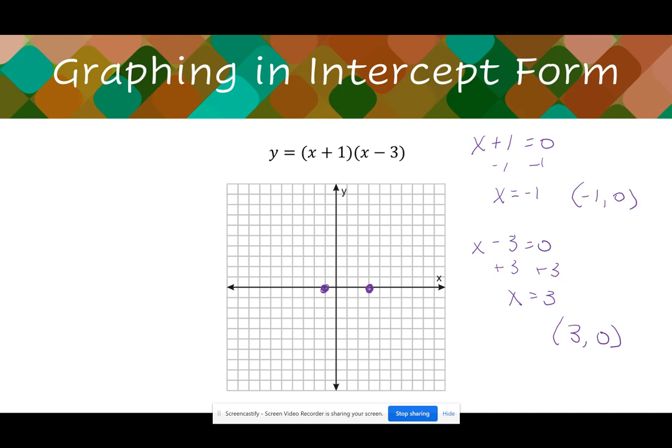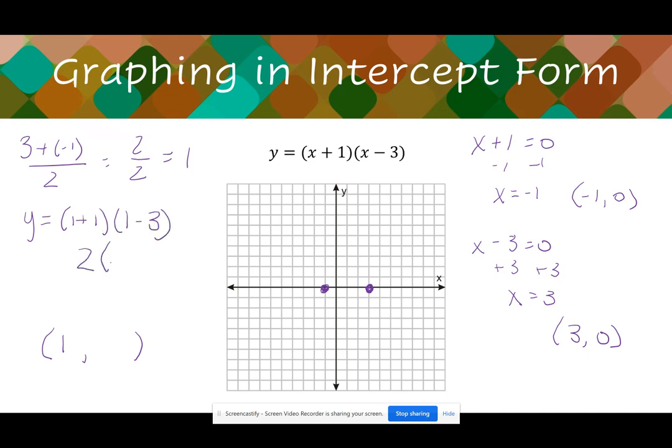You can also look at this and see right here's the middle. So our vertex is going to be at x equals 1. Or you can do, because this works every time, 3 plus negative 1 divided by 2, which gives you 2 divided by 2, which is 1. So now we're going to plug this 1 back in. So our vertex is (1, something). We get y equals (1 plus 1) times (1 minus 3). So we have 2 times negative 2, which is negative 4. So we get (1, negative 4), and that's your vertex.